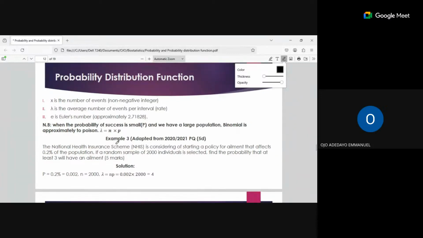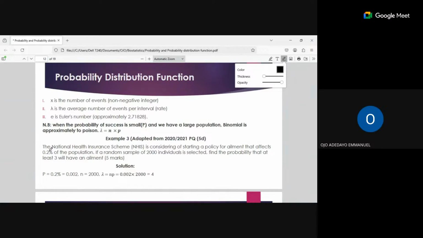So let's look at a question. The National Health Insurance Scheme is considering starting a policy for an ailment. The ailment is a disease that affects 0.2%. That is 0.2 divided by 100. It's very, very small of the population. If a random sample of 2,000, the n is large now. Don't think of using binomial. Because if you look at this p, the p here is very, very small. 0.2 divided by 100 is going to give us 0.002, which is very, very small.